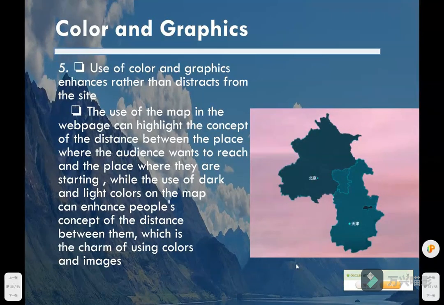Use of color and graphics enhances rather than distracts from the site. The use of the map in the web page can highlight the concept of the distance between the place where the audience wants to reach and the place where they are starting. While the use of dark and light colors on the map can enhance people's concept of the distance between them, which is the term of using colors and images.